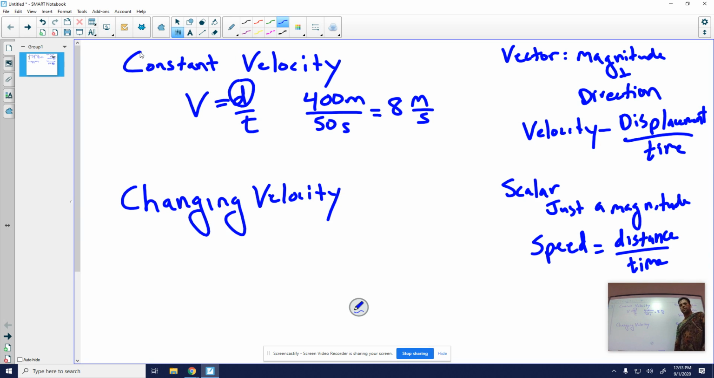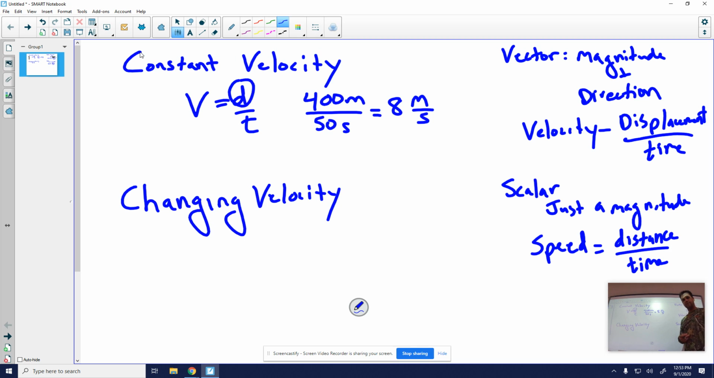But if you ran 400 meters in a straight line, like out in the parking lot, then you would have a velocity of 8 meters per second and a speed of 8 meters per second, because speed doesn't care whether you went in a straight line or turned or whatever. So just remember that velocity includes direction.